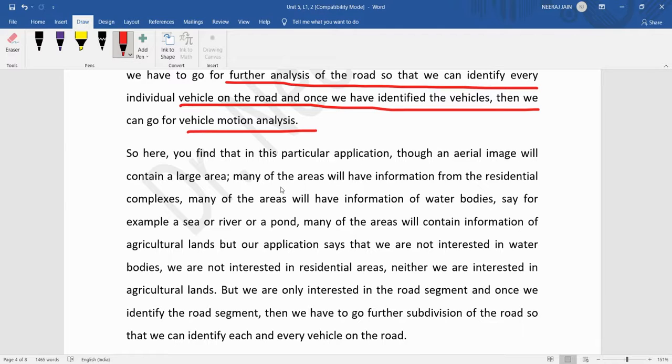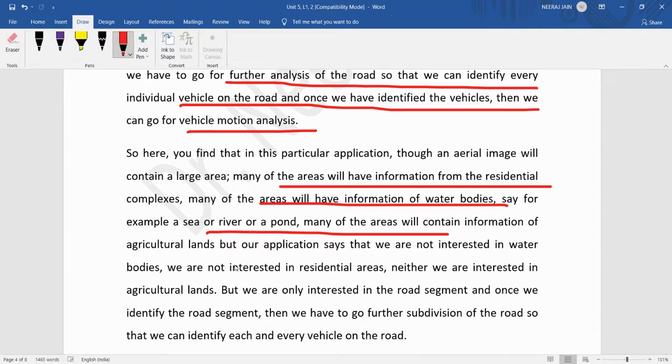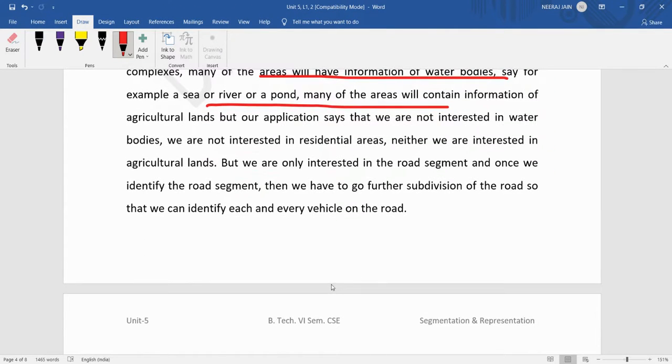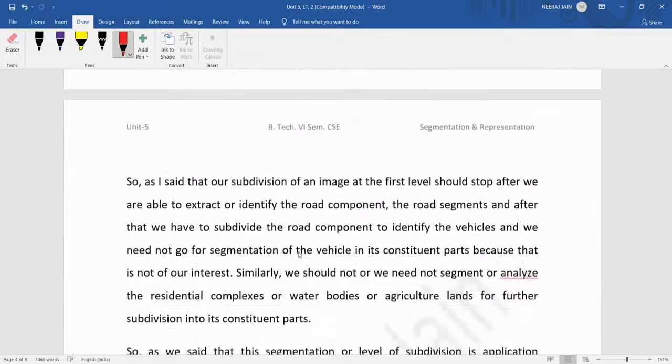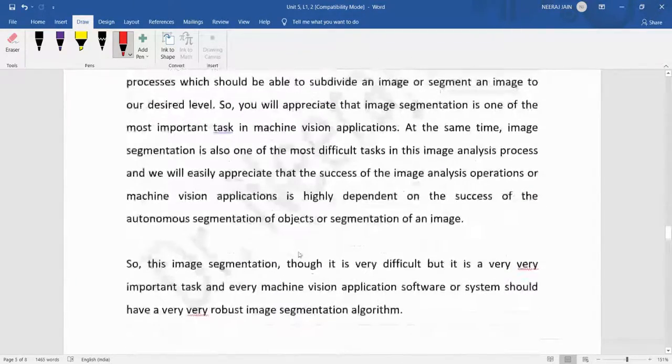Although there will be several things like residential buildings, water bodies, and other things in that image, we are not interested in them. We are only interested in the roads. We are also not interested in the subdivision of the vehicle. In this manner, application to application, we can decide up to what level we go for the segmentation.